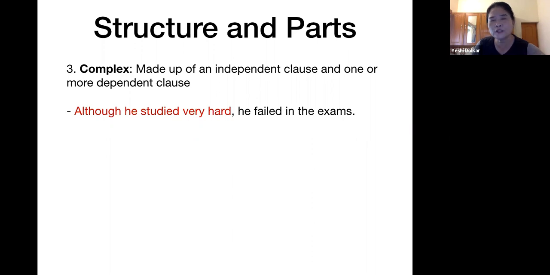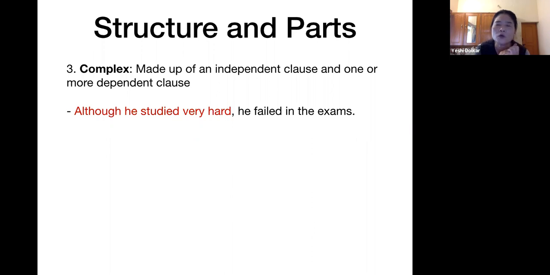So the first clause is not independent because it does not make complete sense. It does not have complete meaning there. It needs another independent clause to complete the meaning. Such a clause which does not have a complete meaning, but its meaning depends upon another independent clause, is called a dependent clause.